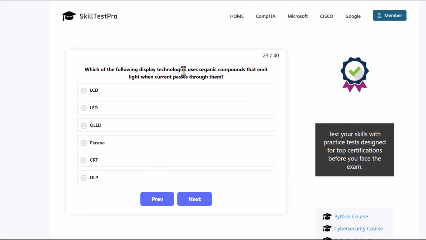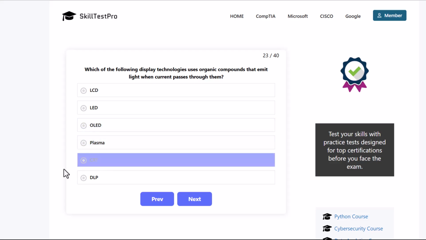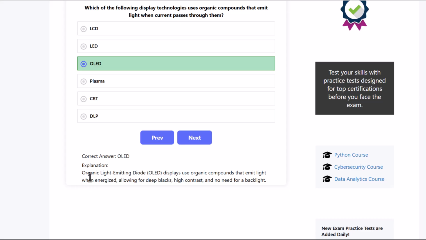Which of the following display technologies uses organic compounds that emit light when current passes through them? LCD, LED, OLED, plasma, CRT, or DLP? And here the correct answer is OLED, as organic light emitting diode or OLED displays use organic compounds that emit light when energized, allowing for deep blacks, high contrast, and no need for a backlight.